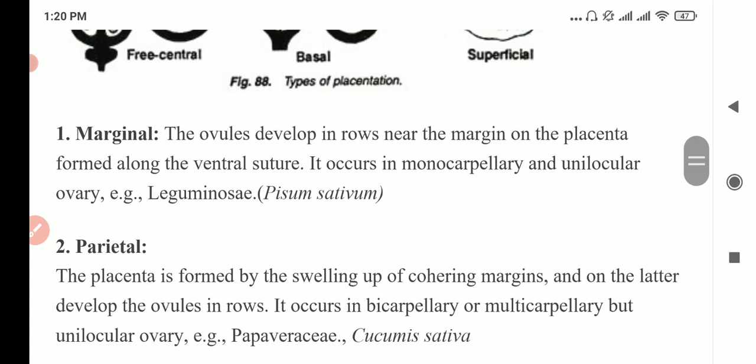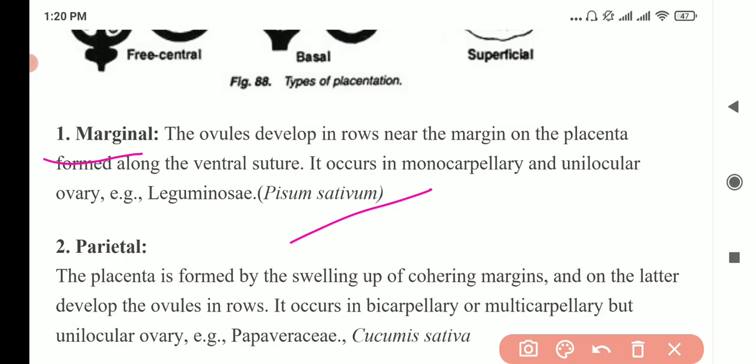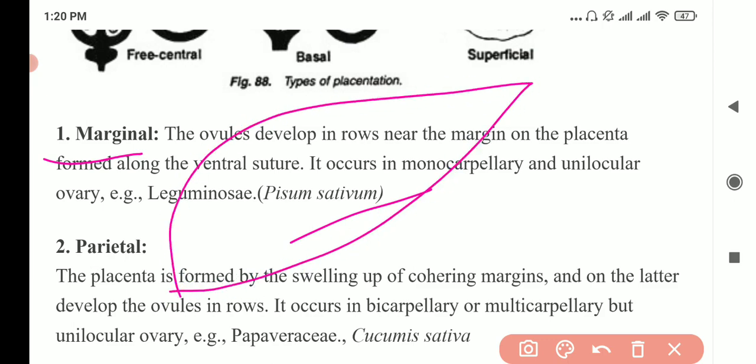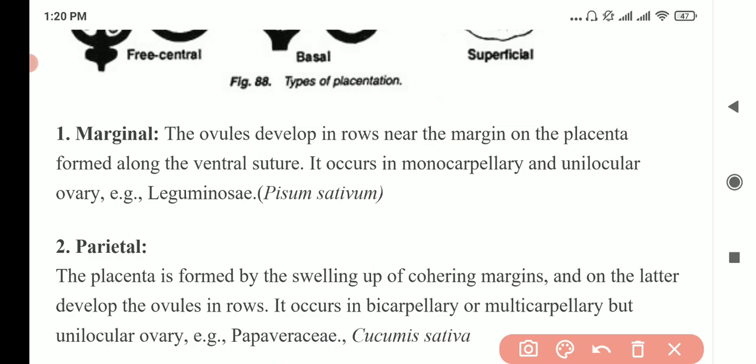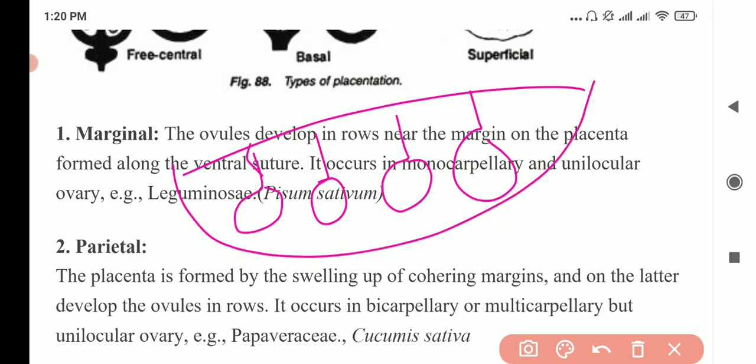Now looking at the first one, marginal means from the word margin. I think you have already understood the pea plant. You've all helped your mother in cooking, no? You used to open the pea pod. When you open it like this, you saw all the pea ovules, the pea seeds that you used to eat, arranged at the margin of the ovary chamber. Like this.